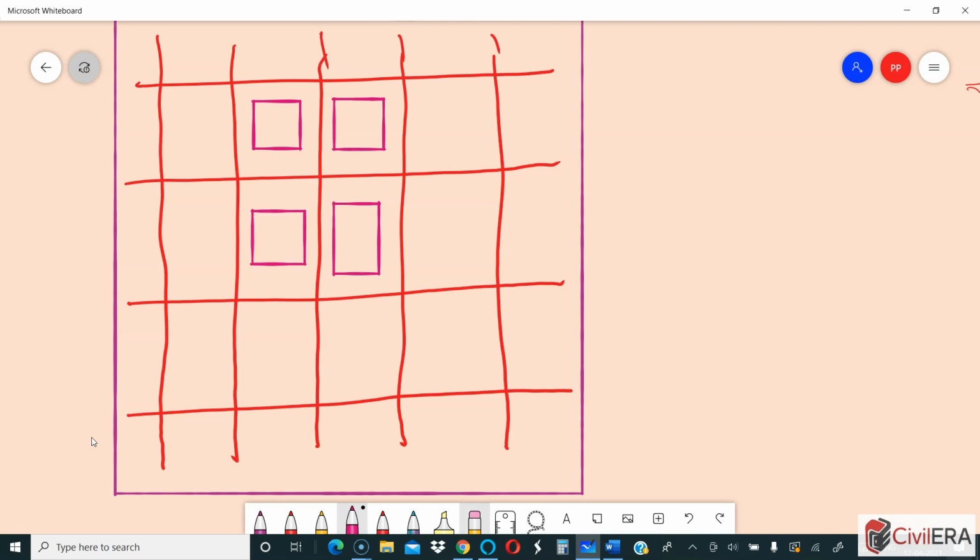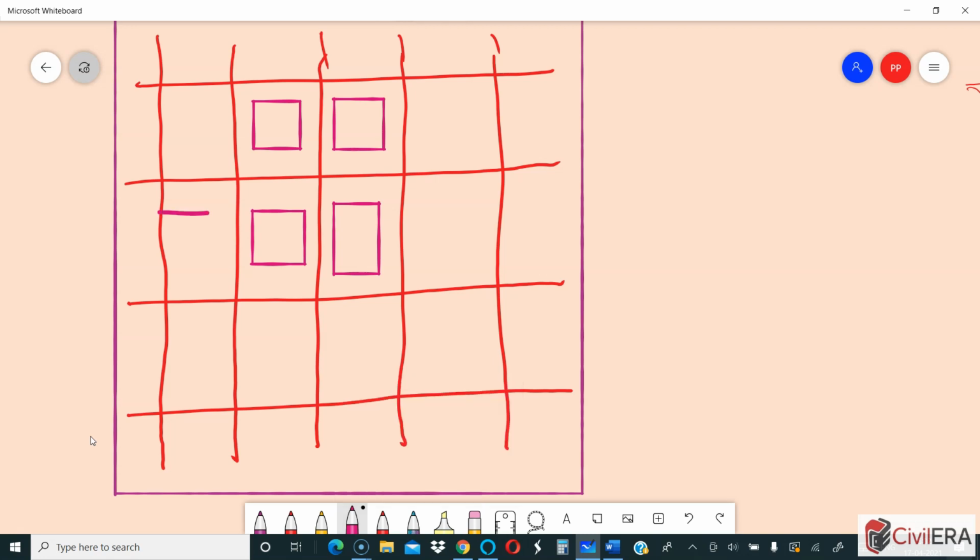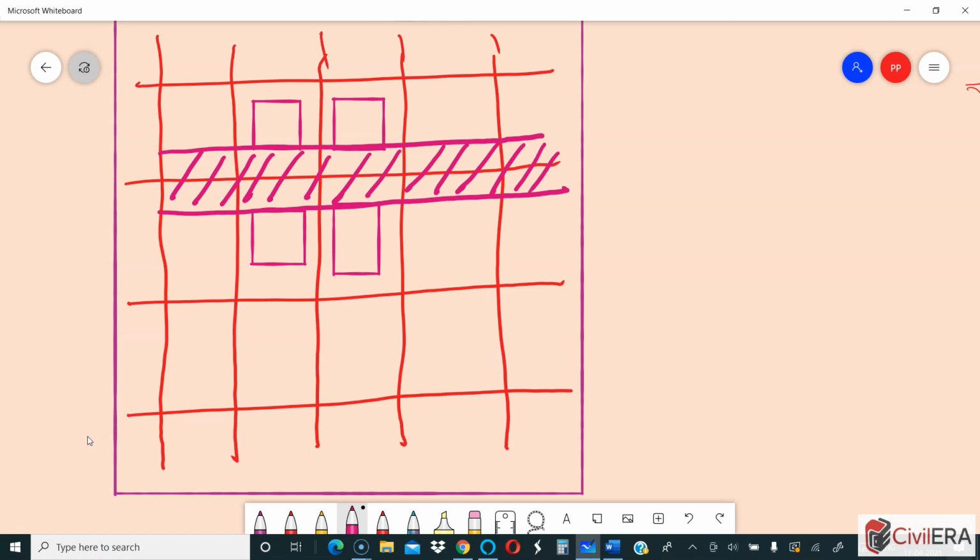So if something like this is done, then this is what you have. This line and this line form a band of concrete where your rebars are embedded. The same way in the other direction also you will have the same.